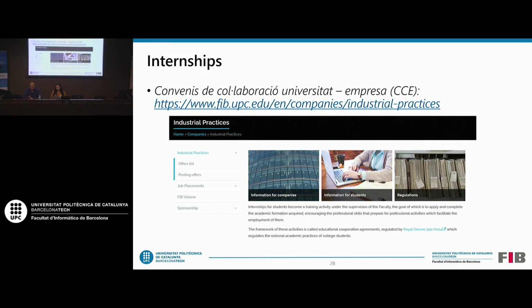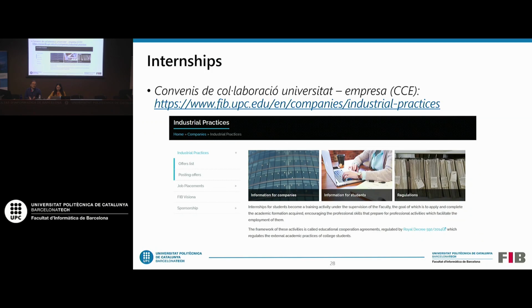The second thing is that when you sign a CCE, the company needs to fill in an educative plan. So what is the student going to do and learn during this internship? Okay? And this is approved by the company, the student, but also by me. So I also give the green light to this kind of agreement. So it means that it needs to be related somehow to the topic of the master.